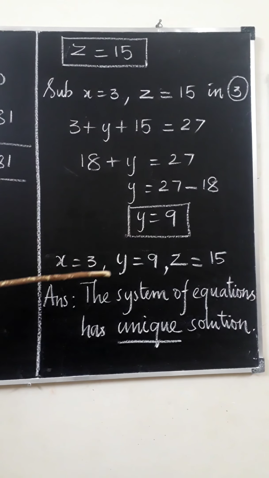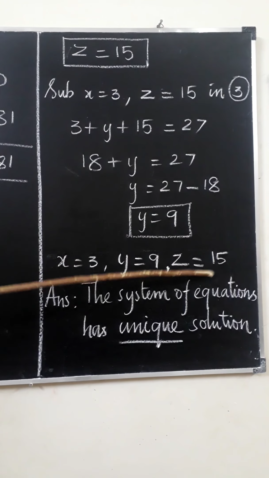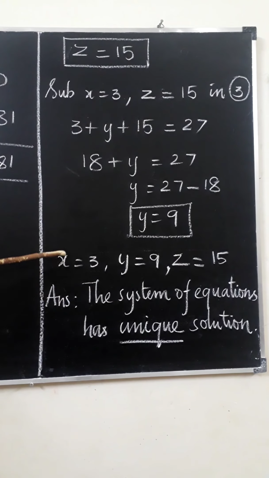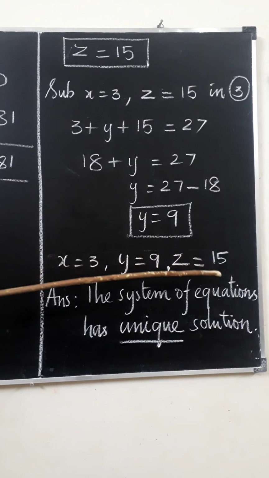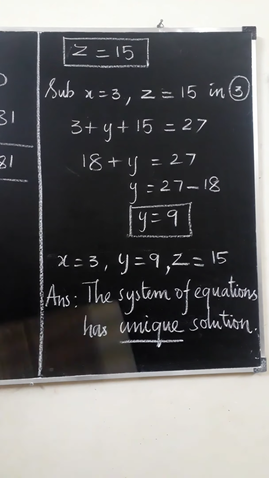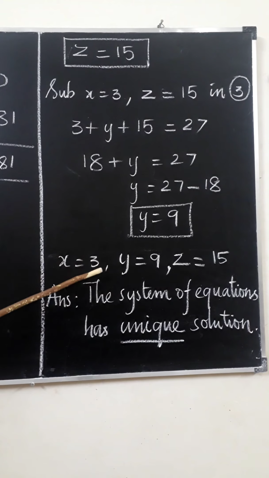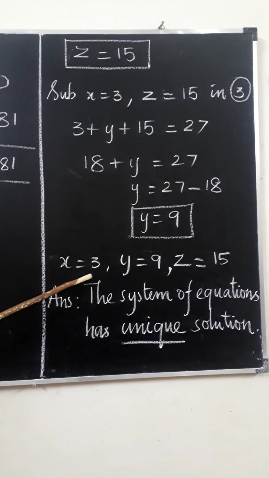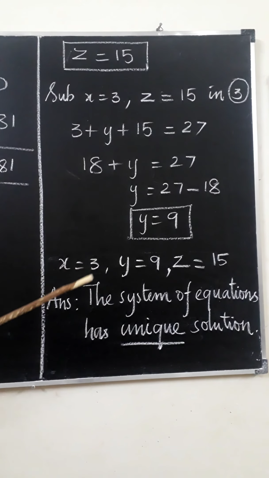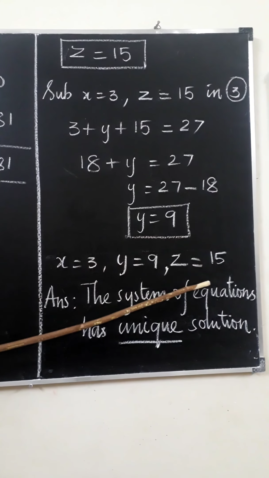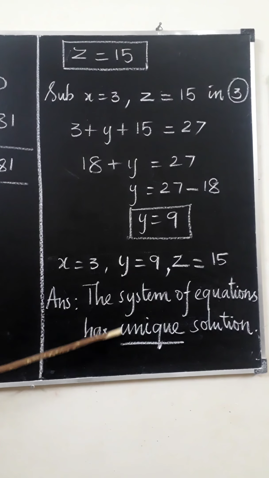In this sum, we got the correct values for x, y and z. How many values did we get for x? We got only one value. For y we got only one value. And for z also we got only one value. All the variables have only one solution. If only one value arrives, then it is called a unique solution. Unique means only one. So the system of equations has a unique solution.